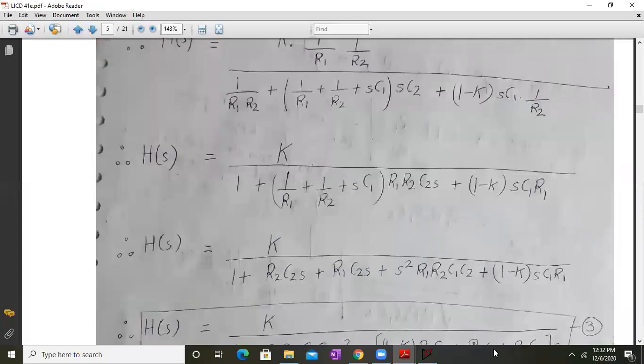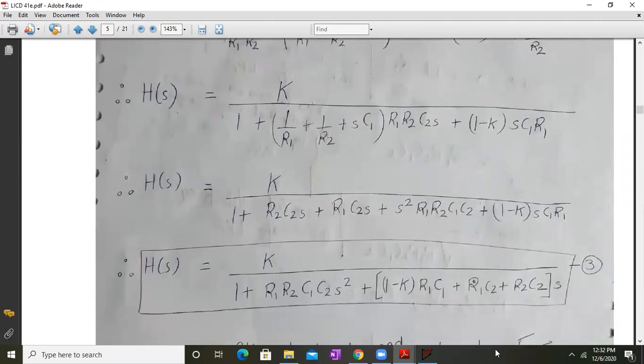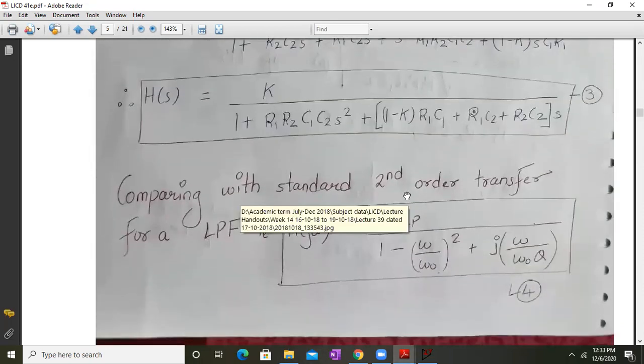Okay, so we are accumulating all the terms, cross multiplying, algebraically solving it, and then we'll finally get equation number 3. So I will keep this on for 5 seconds. This page you can jot down on a piece of paper and derive this similarly. So finally I got the expression number 3 of H(s), which is K divided by 1 plus R1 R2 C1 C2 s square plus (1 minus K R1 C1 plus R1 C2 plus R2 C2) the whole into s. Okay, so we will compare with a standard second order transfer function for a low pass filter.